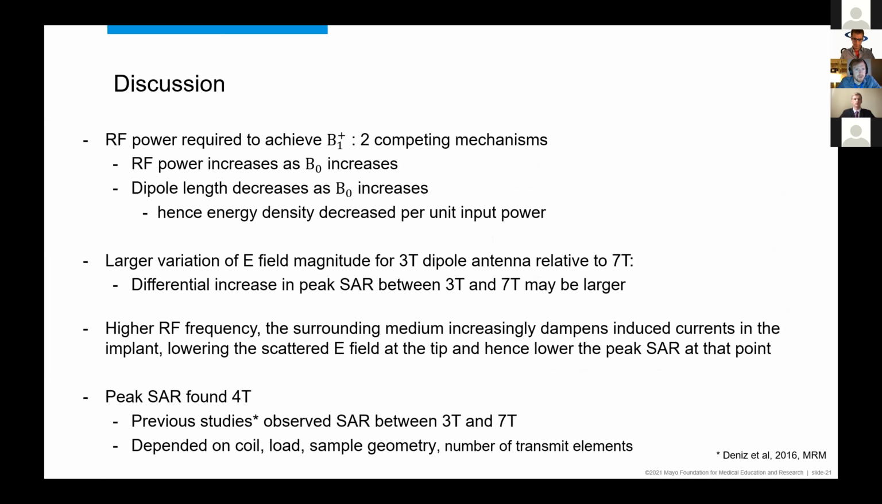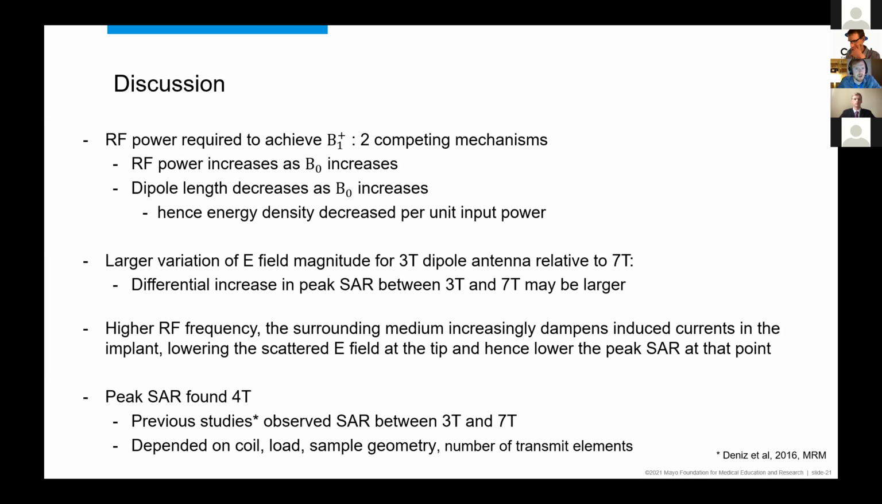In general, the RF power required to achieve this constant B1 plus value that I've discussed here has 2 primary competing mechanisms that are working with it. It's been known commonly that the RF power, the radio frequency power of your system, will typically increase, or the amount that is needed will increase as your main magnetic field or your B0 field increases.